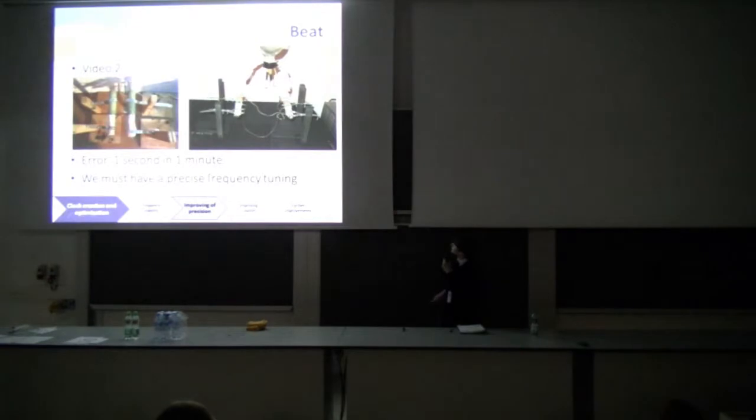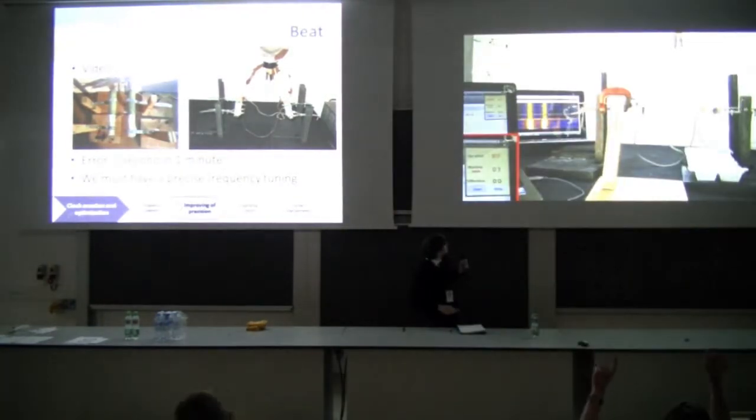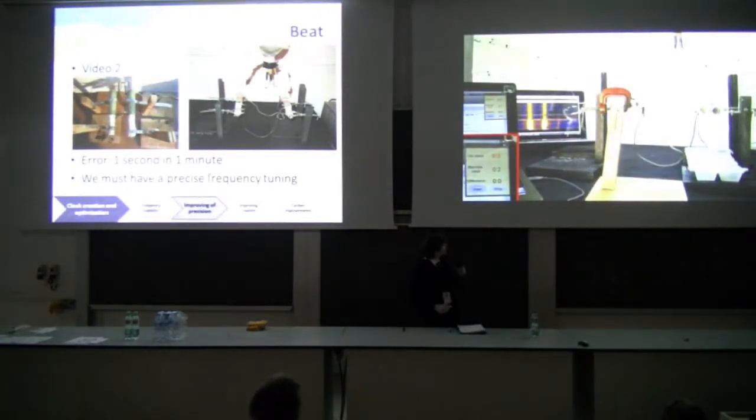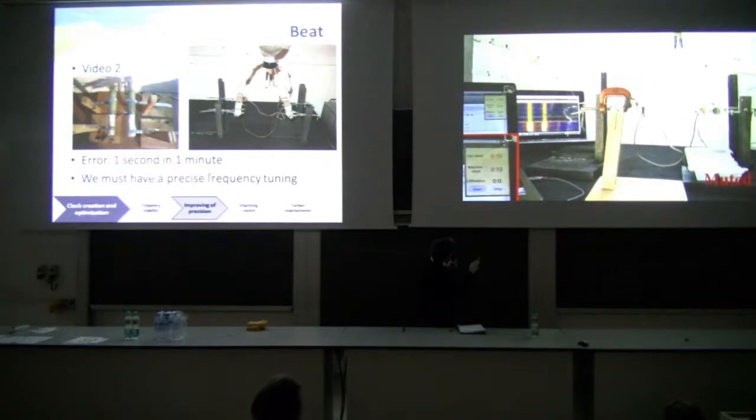Next slide. So in this video, you heard the beat. And this is our first clock. It's MATLAB code which is counting our clock, its machine clock, and the difference. So we can estimate the error. On this screen you see that the frequencies of the two tubes, this one and this one, are very stable. And we obtained an error of 1 second in 1 minute.